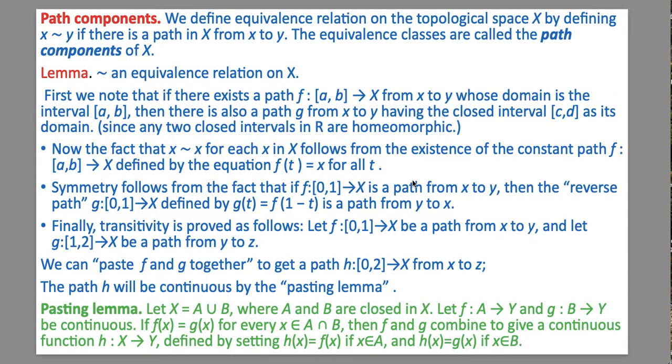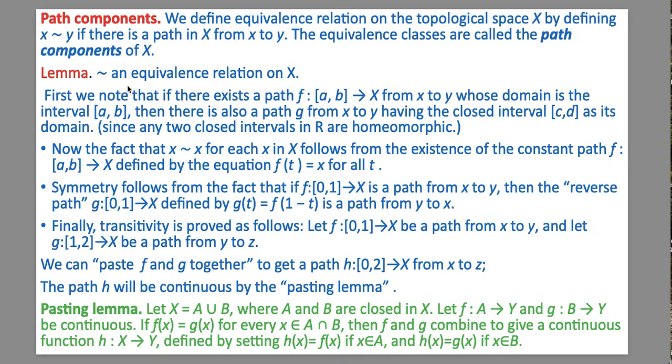Now we will define path components. We define one more equivalence relation on a topological space X by defining x equivalent to y if there is a path in X from x to y, and the equivalence classes are called path components of X. Now we will prove one more lemma: that this relation is an equivalence relation on X.